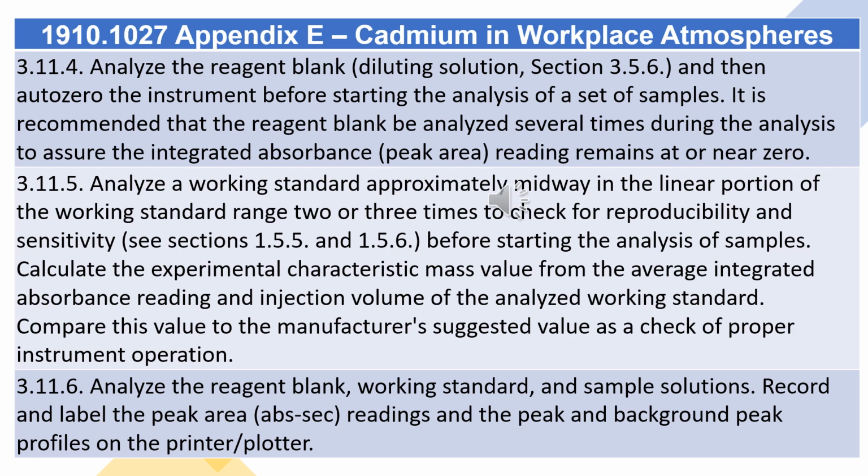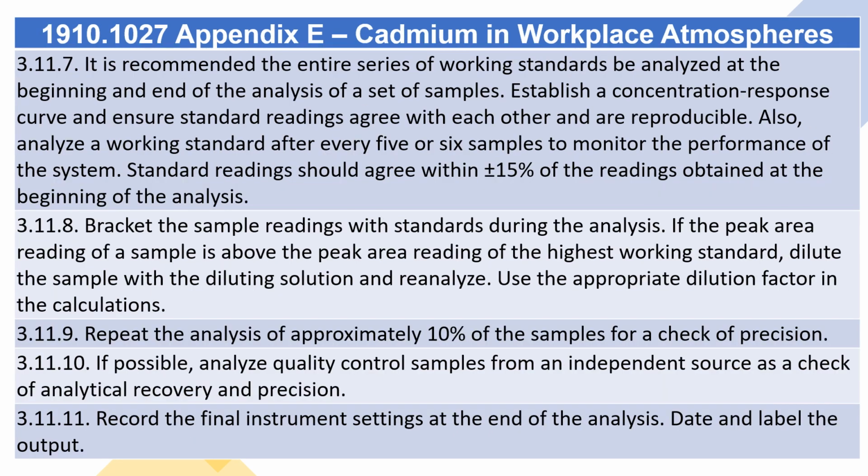3.11.6. Analyze the reagent blank, working standard, and sample solutions. Record and label the peak area, ABS-SEC, readings and the peak and background peak profiles on the printer/plotter. 3.11.7. It is recommended the entire series of working standards be analyzed at the beginning and end of the analysis of a set of samples. Establish a concentration response curve and ensure standard readings agree with each other and are reproducible. Also, analyze a working standard after every 5 or 6 samples to monitor the performance of the system. Standard readings should agree within plus or minus 15% of the readings obtained at the beginning of the analysis.